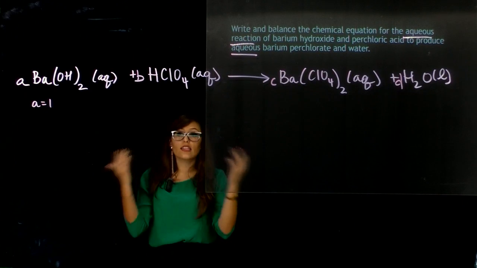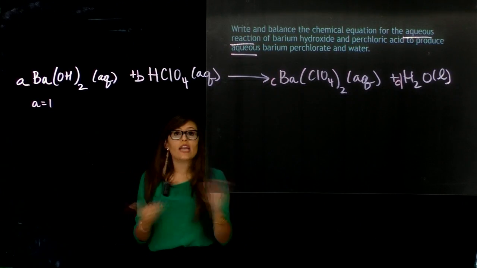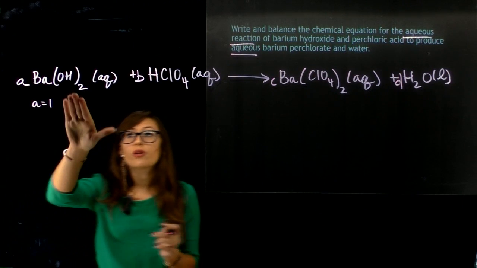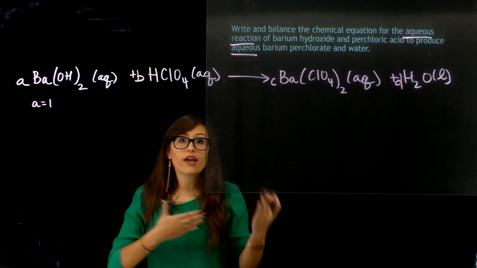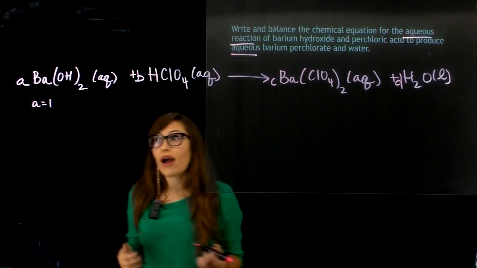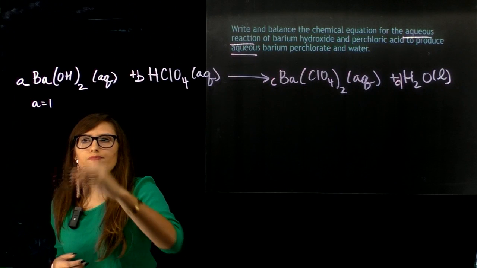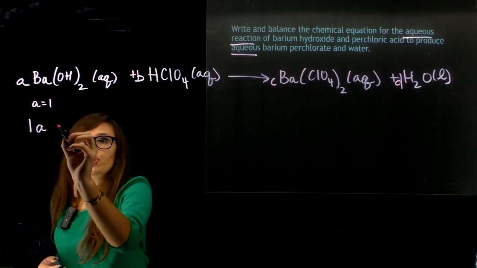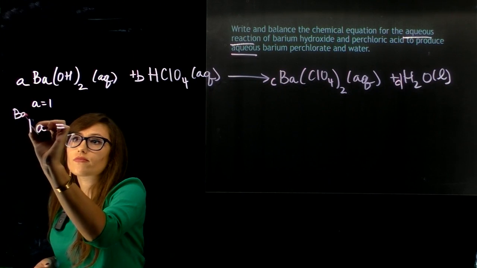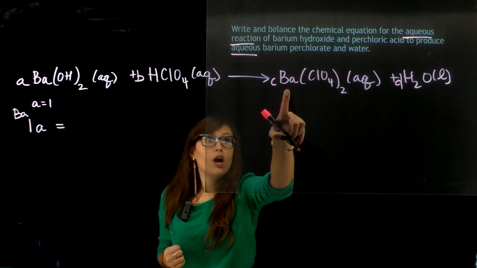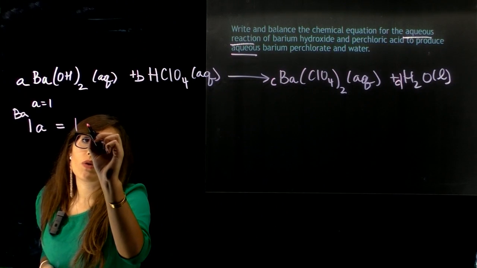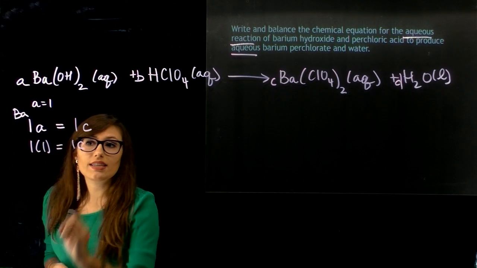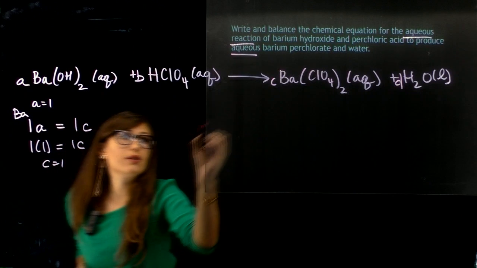Once I do that, I can then start solving for different atoms on the left and right side of the arrow. I like to solve for atoms that are only present in one location on either side, and then I work my way throughout. So let's start with barium. We have 1 barium on the left, so 1 times A, my coefficient, is equal to however many bariums I have on my right, which is 1. This is equal to 1C. Well, I know A is equal to 1, which is equal to 1C, so C is also equal to 1.